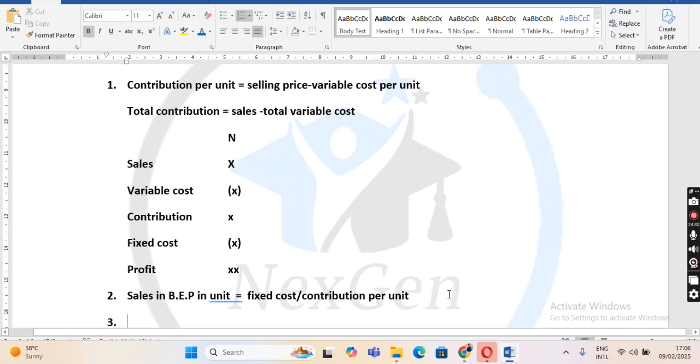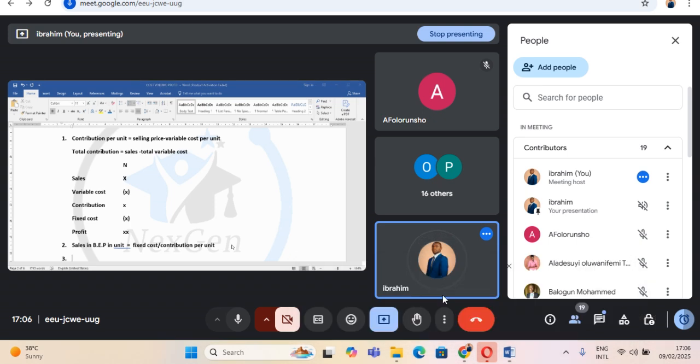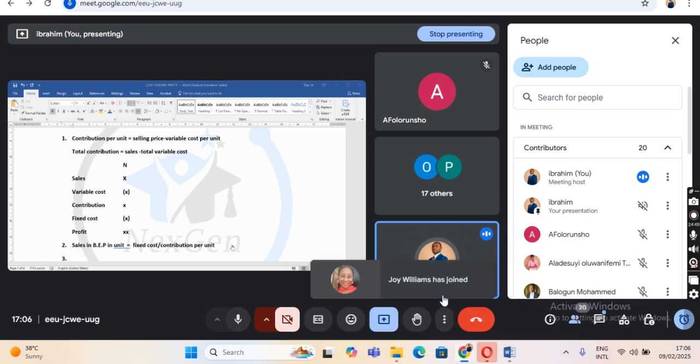Now, the next one you need to know is that you've already calculated the sales in BEP. BEP means the point at which you will not make profit. What will be the sales in units that you will sell, that you will not make profit or you will not make loss? That is what it means.